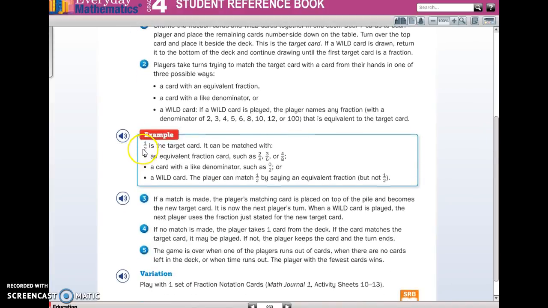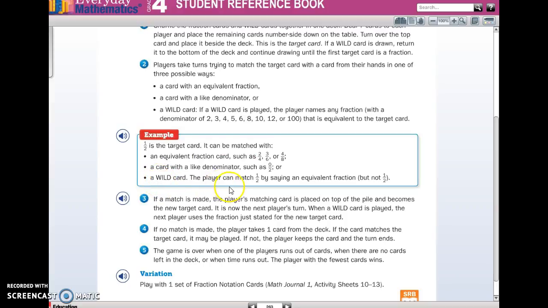So let's say 1/2 is the target card. I could lay any of these equivalent fractions. I could lay 2/4 because that is essentially 1/2, 3/6, or 4/8. Those are all the same as 1/2. They're equivalent. They're the same fraction. I could also lay a card with a like denominator, so anything with a 2 on the bottom. Maybe it's 0/2. The list goes on depending on what is all included in those cards.